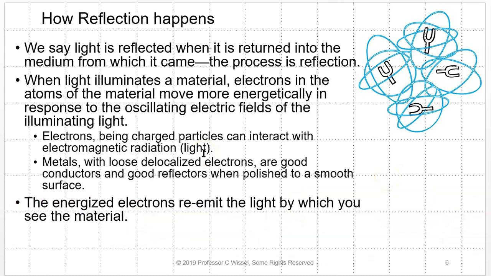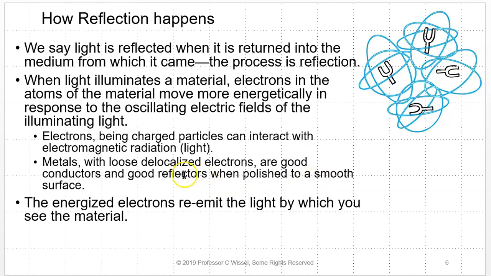Now we say the light is reflected when it's returned into the medium from which it came, and we call this process reflection. And how does this work? Well, remember I mentioned the electrons are what matters. When light illuminates a material, electrons in the atoms of the material will move more energetically in response to light. In other words, they get excited by the light because the light has oscillating electric fields. And the electrons are charged particles, so they can interact with the electromagnetic radiation.